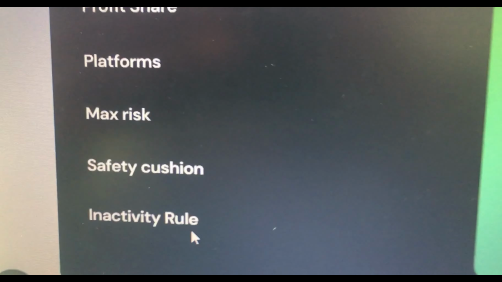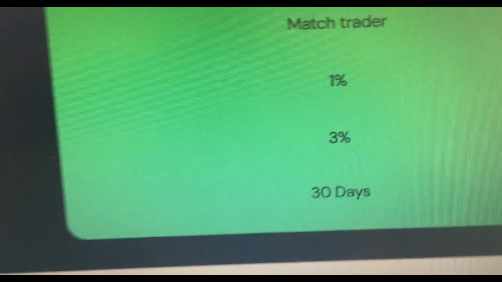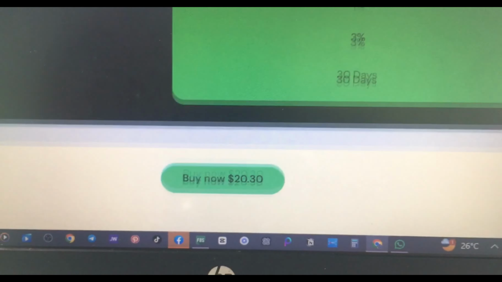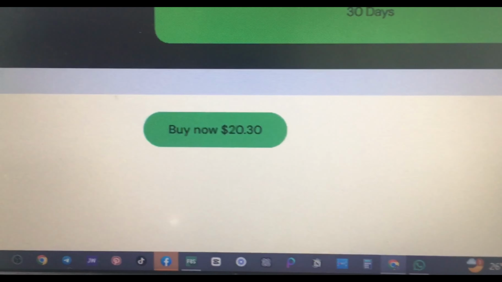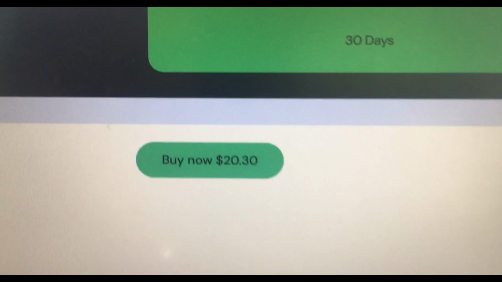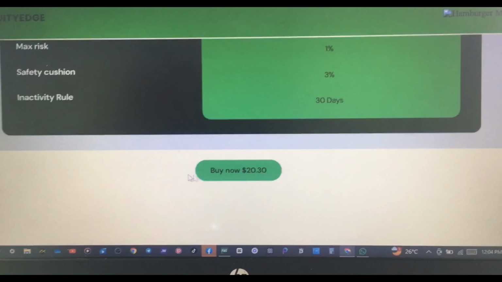So let's go to the screen. Let me show you something. Their inactivity rule is 30 days. It's 30 days, guys. So let's go ahead and buy an account. Let's get an account.